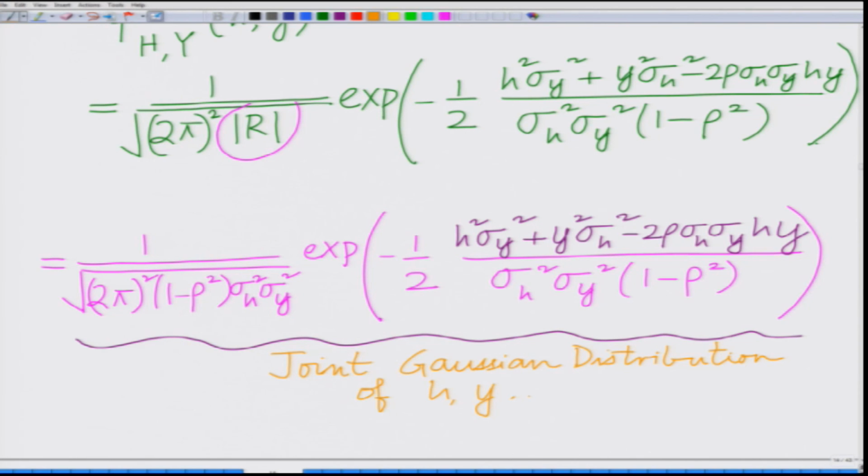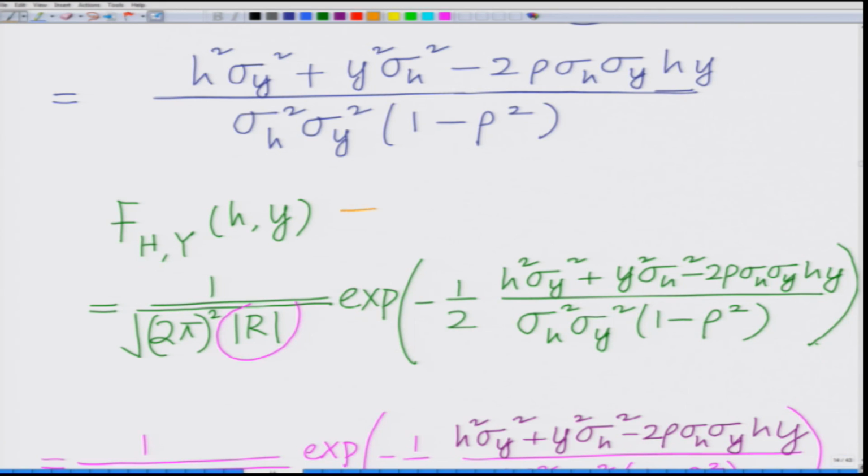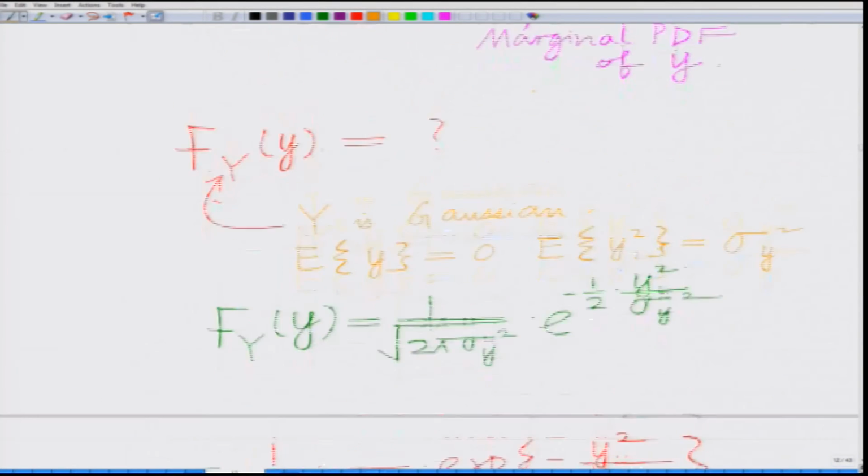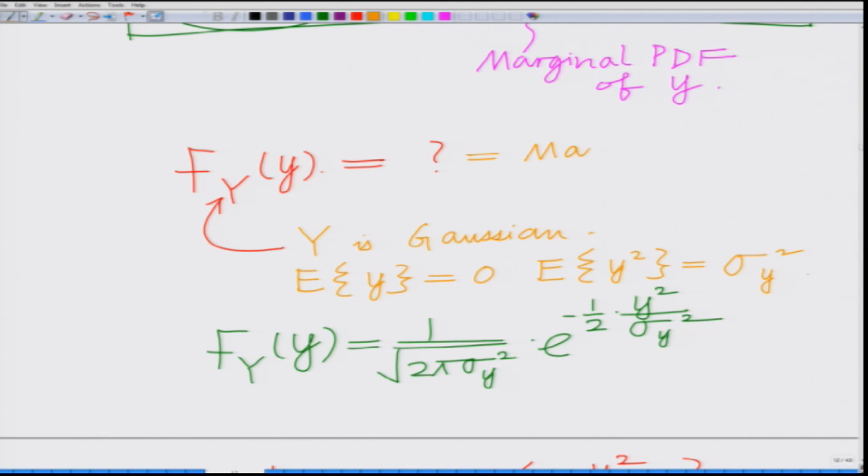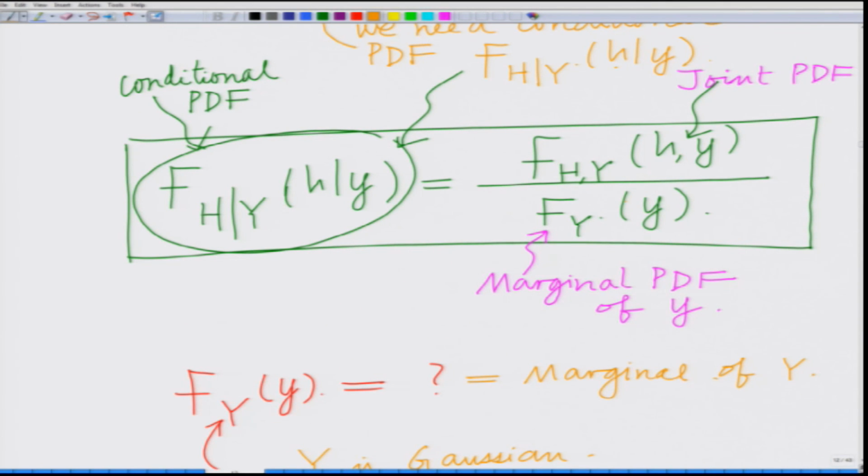Now we have the joint distribution of h and y, and we also have the marginal probability density function of the random variable y. We substitute the joint probability density function of h comma y in the numerator and the marginal probability density function of y in the denominator to get the conditional probability density function of the parameter h given y. Once we get this, we can evaluate its mean to derive the MMSE estimate of the parameter h given the observation y. That is something we are going to do in the subsequent module. So, we will stop here.